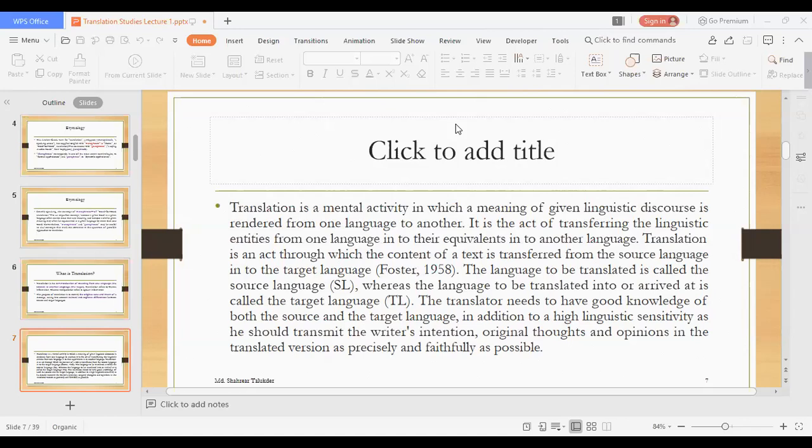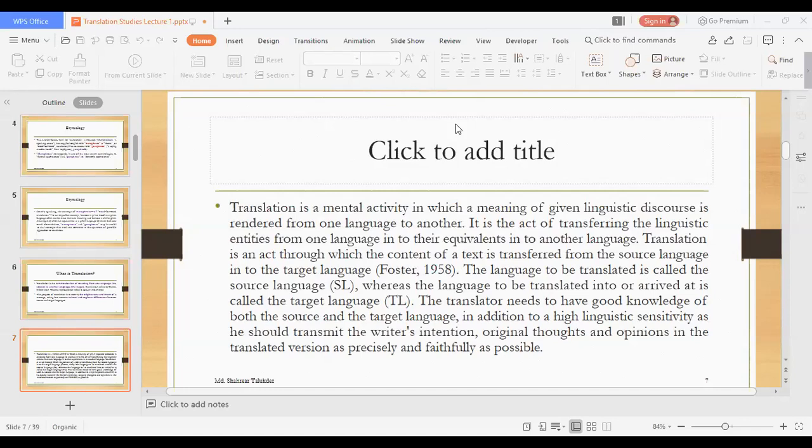That means the original writer, the author of the text that you want to translate, what was his intention? What did he mean by this word? So you have to understand his intention, and also read his original thoughts. What did he mean? What he wanted to say in the bulk of this particular text? So you have to understand it.